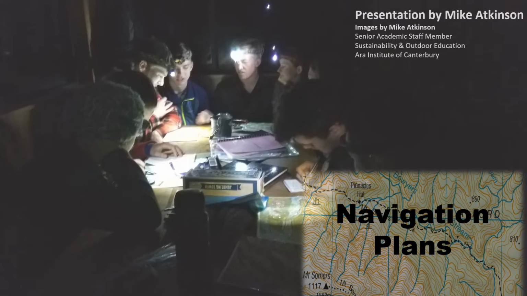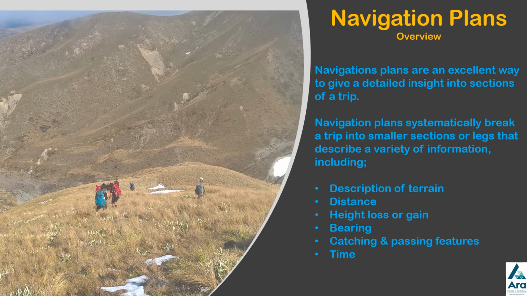This presentation is looking at navigation plans. Navigation plans take a trip and divide into sections or different legs, and each of those sections has specific information about it, and it really gives you specific details about what each leg or part of the trip involves. Some of this information might include a description of the terrain for that leg, the distance, height gained or lost, bearing if applicable, any catching or passing features, and the estimated time.